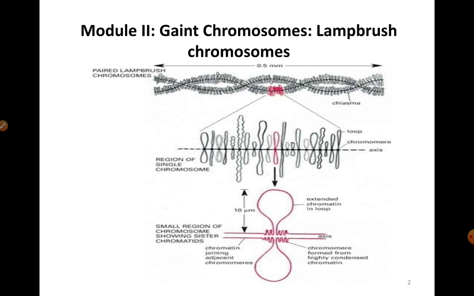You must be wondering why the name Lampbrush chromosome. If you look at the structure of this chromosome, you can make out it appears like the structure of a brush which we use to clean bottles and other stuff. So because of that it was called Lampbrush chromosomes. We will discuss in detail these structures in the following slides.